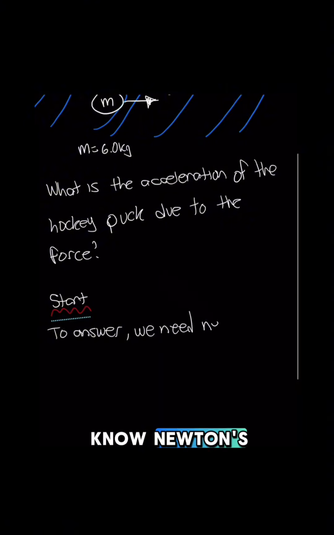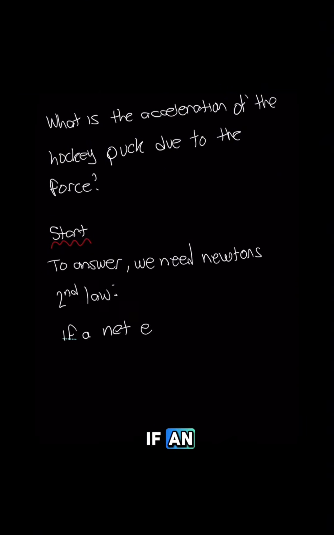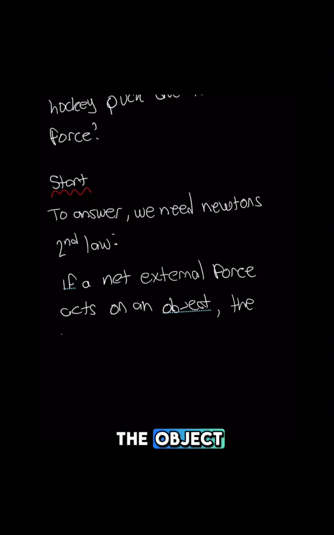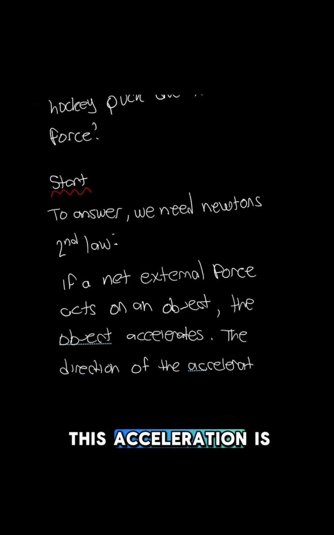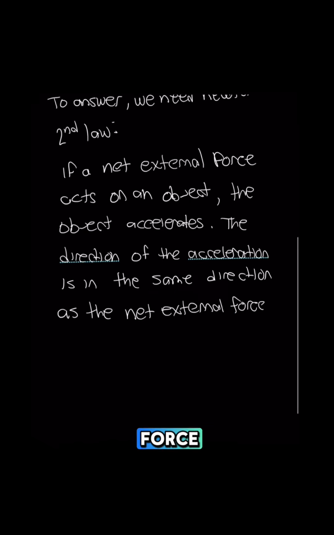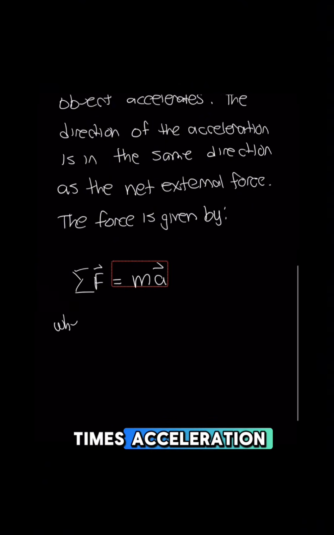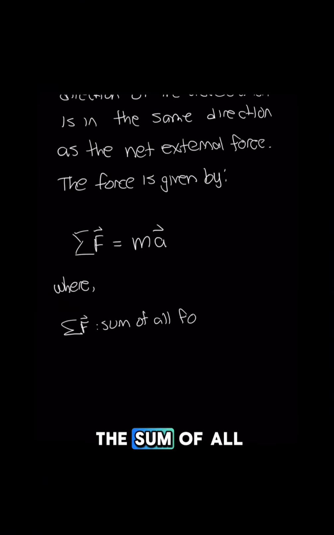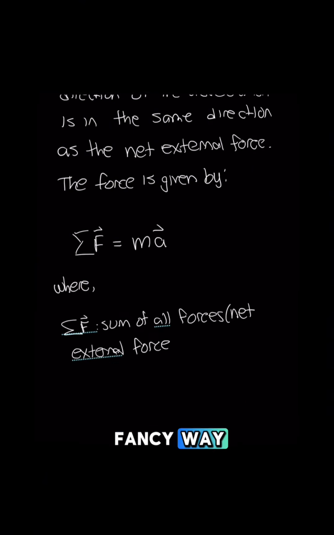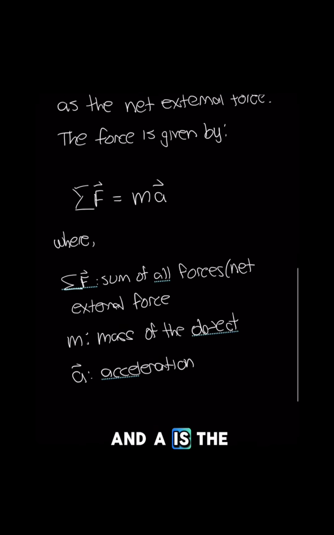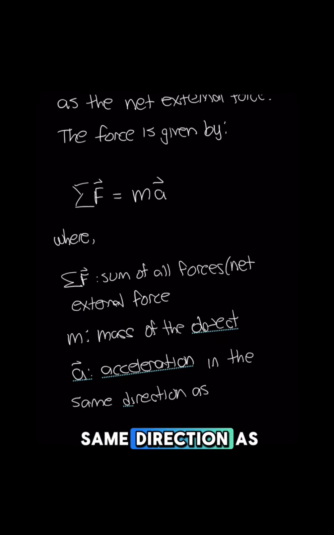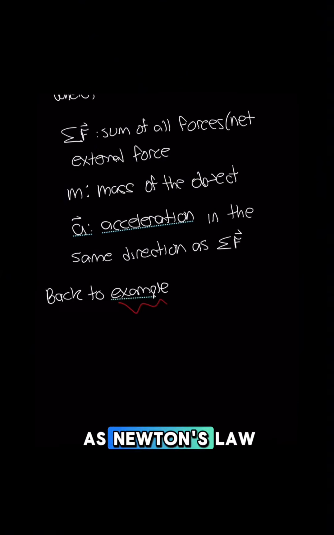So to start, we need to know Newton's second law, which states that if a net external force acts on the object, the object accelerates. The direction of this acceleration is in the same direction as the net external force, and this force is given by the summation of F equals mass times acceleration, where the summation of F just means the sum of all forces, so it's just a fancy way of saying the net external force, and then m is equal to the mass of the object, and a is the acceleration in the same direction as the summation of F, as Newton's law stated.